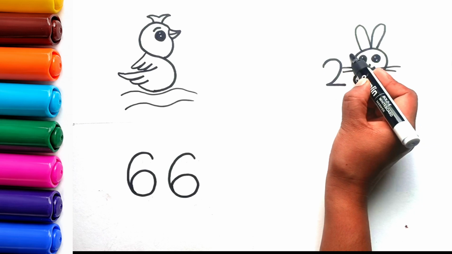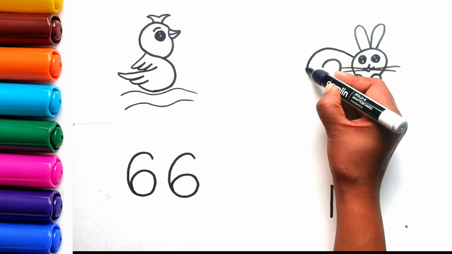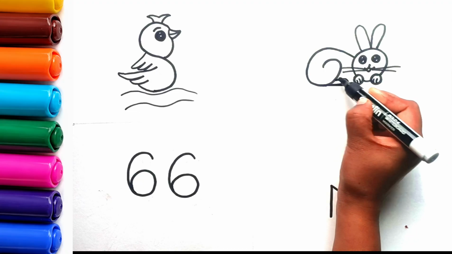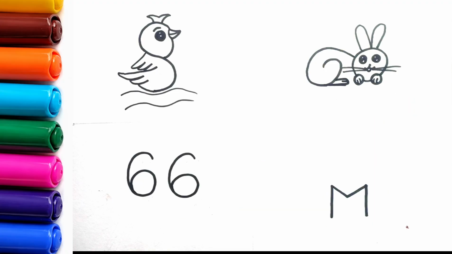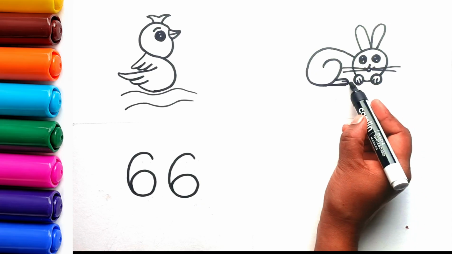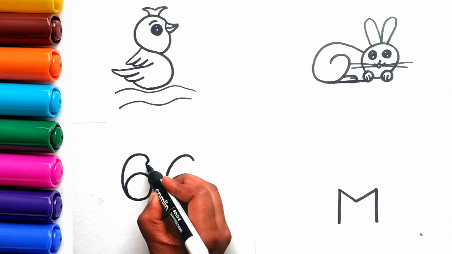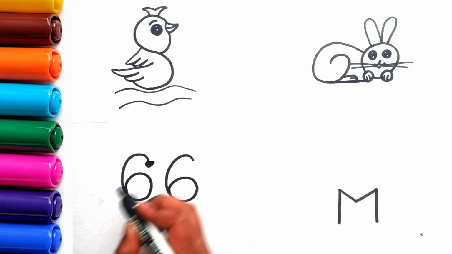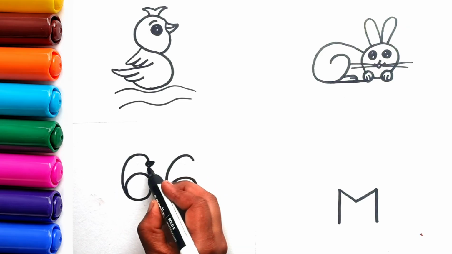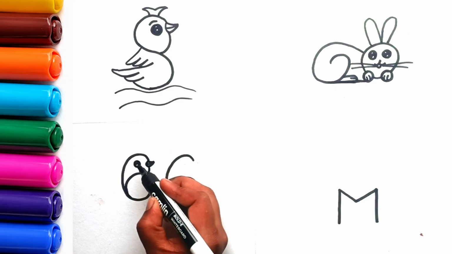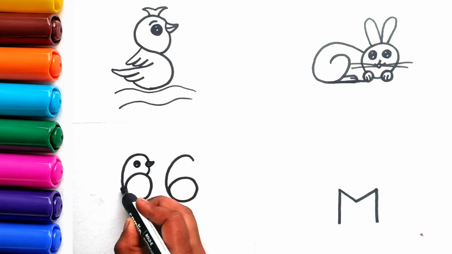0 is converted into hands. And oh, this is a rat. No, rabbit. This is not a rat, this is a rabbit. Okay, 66. Number 66. This is interesting.